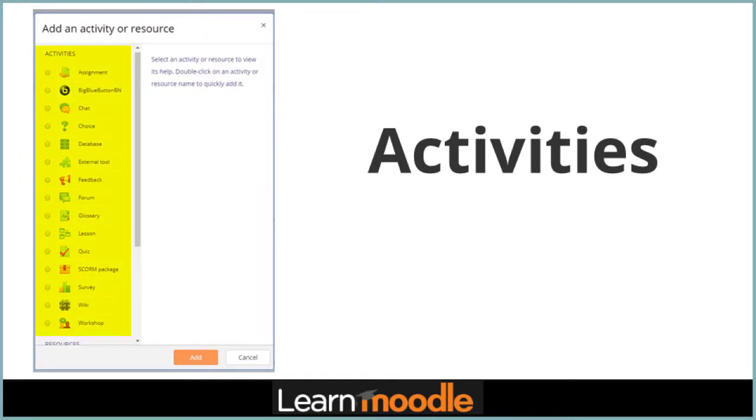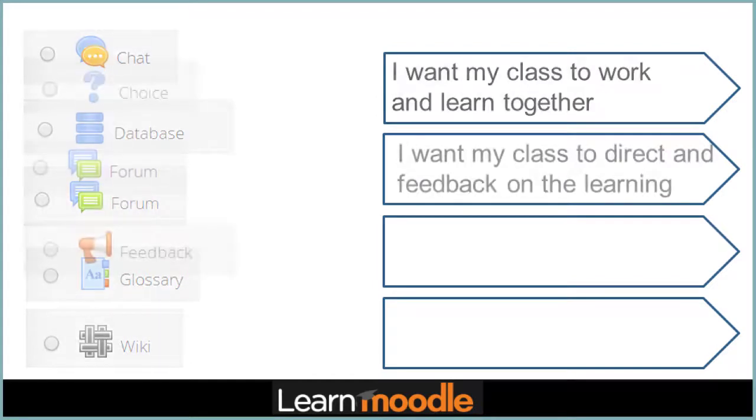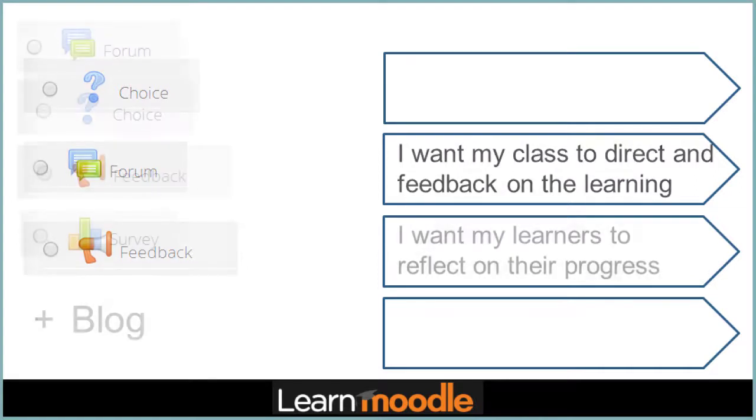Again, there are a variety of ways to do what you want. Here are just a few examples. For getting your class to work and learn together, you could use a wiki or a glossary. For getting your class to direct and feedback on their learning, use choice or, of course, the feedback activity.